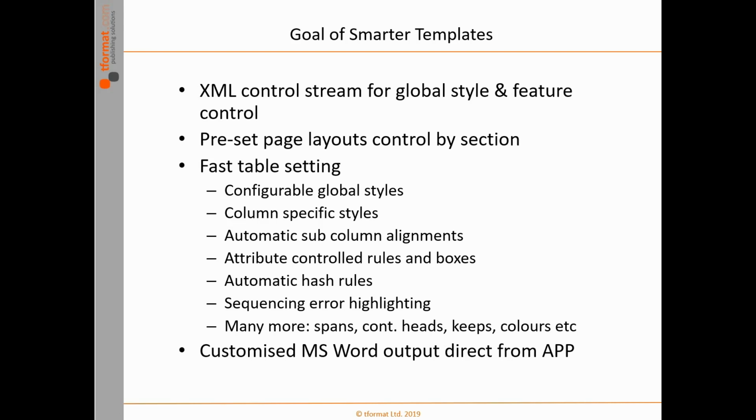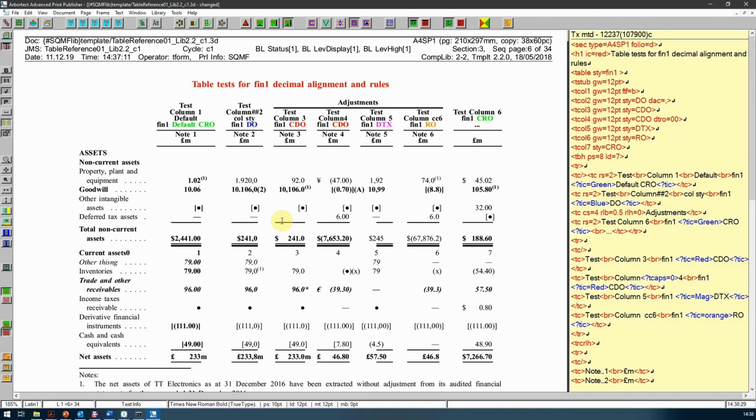We tried to optimize the table setting. Tables are a very time-consuming area of financial documents, and we wanted to make sure all of the features that we could were available and easy to use for the operators. Global styles, column-specific styles, sub-color alignments, hash rules, and I'll show you some of those examples in a second. Customized Word output. This was originally done from the APP application using the JavaScript print control streams and is still in use today. The CC Word output is an alternative option that we now have.